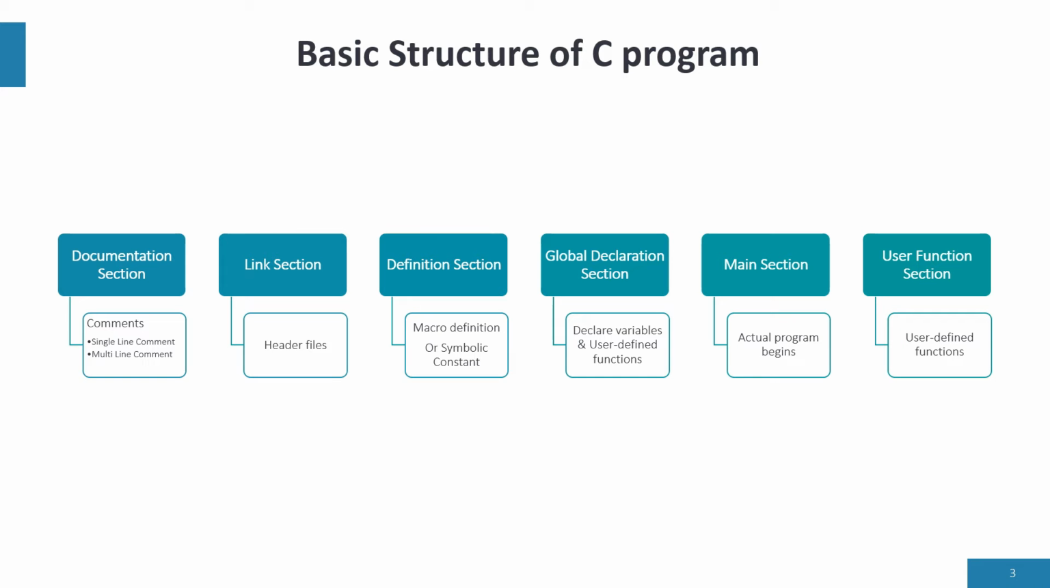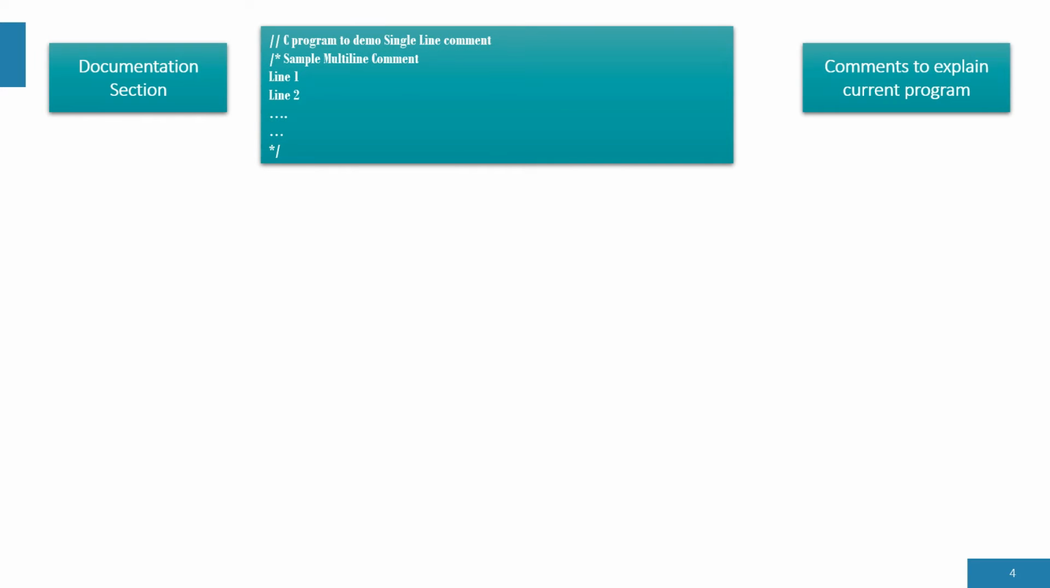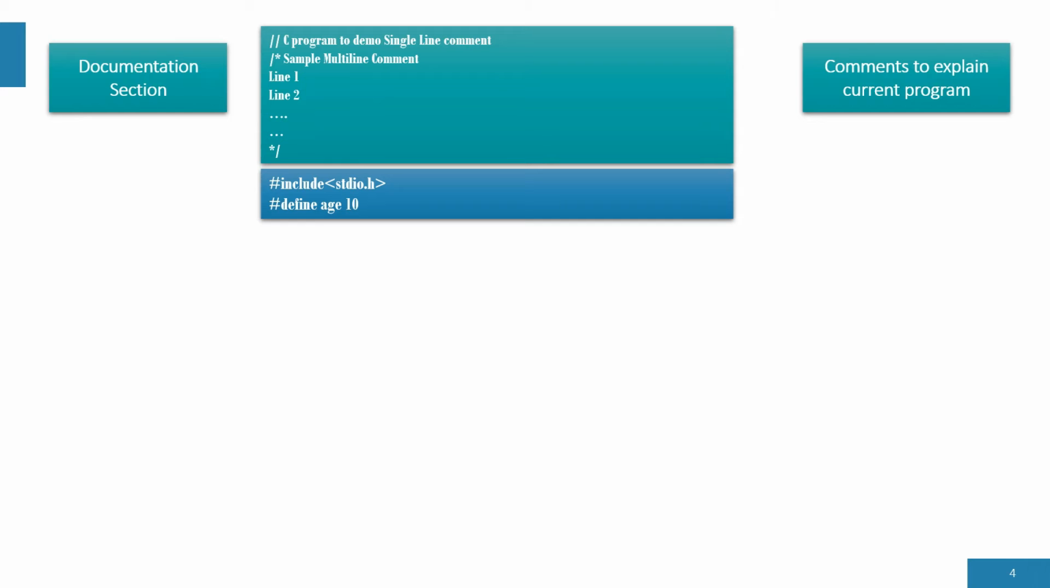Documentation section is used to have comments to explain the current program, which is done in single or multi-line comments. Linker section will include some of the standard header files. In general, header files will have a .h extension.